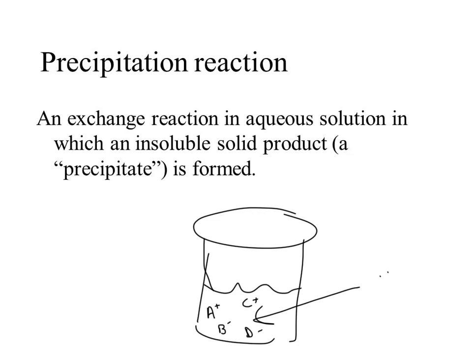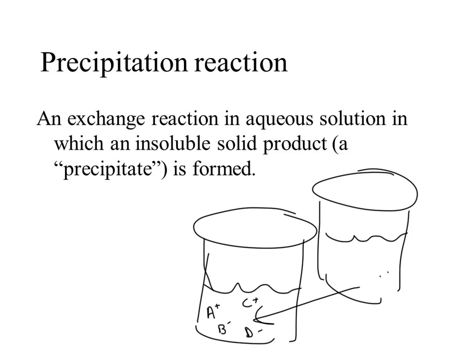Isn't that weird? Okay, it looks like this. So we have A cation, B anion, C cation, D anion, all running around there in water. And we said they exchange, so the A goes with the D and the C goes with the B. That's the exchange part of it.